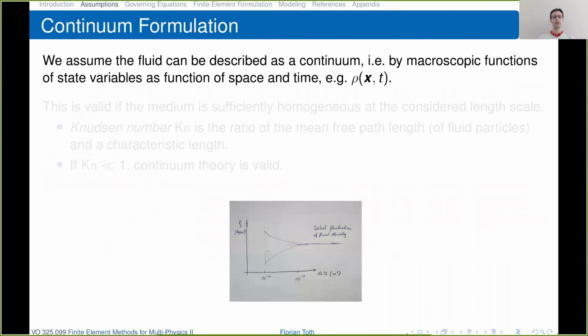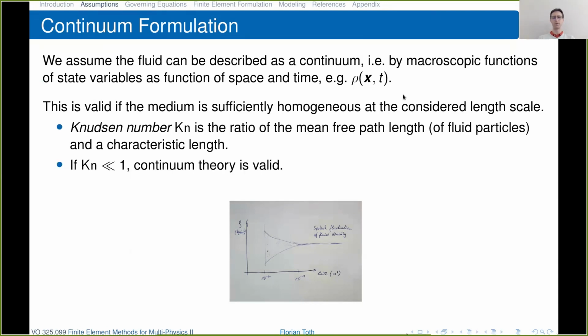So let's look into the assumptions we are going to take. First of all, since we're going to small devices, it's important to know that we still deal with a continuum formulation. So we don't see the fluid as individual particles, but as a continuum, and therefore we assume it can be described by macroscopic functions that are functions of space and time, like density rho is a function of the spatial coordinate x and the time t.